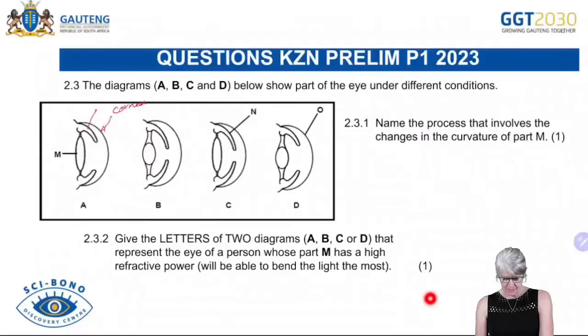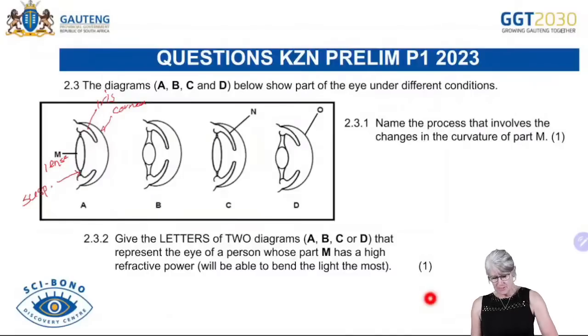Here's the iris. This would be the lens. So M would be the lens. Okay, and there's your suspensory ligaments there. Okay, so already I must first have a look and see.